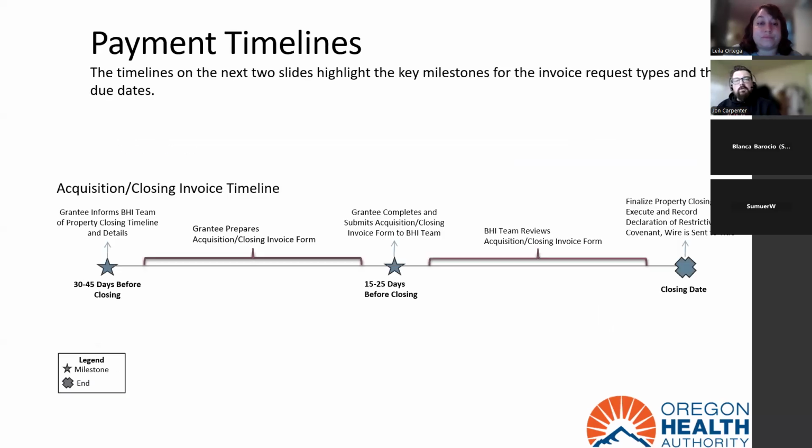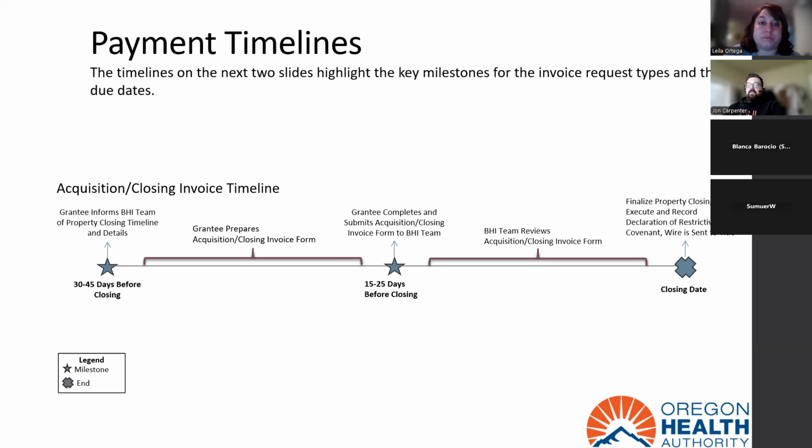Moving on. We'll go through timelines real quick. First, as I said, the acquisition closing invoice timeline looks a little bit different from the others. We ask for 30 to 45 days prior to close. You, the grantee, give our team a heads up that there's a property closing coming in 30 to 45 days. During that initial time frame, you, the grantee, will prepare the reimbursement invoice form with all the details of the acquisition and closing, specifically the purchase price and any fees associated with it, such as the title fees, insurance, taxes, the things that usually go with purchasing a property.